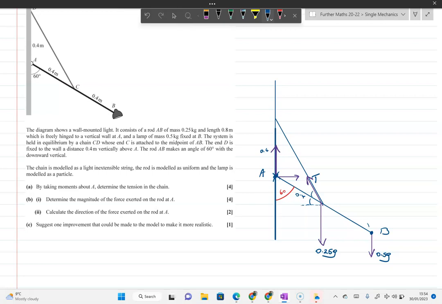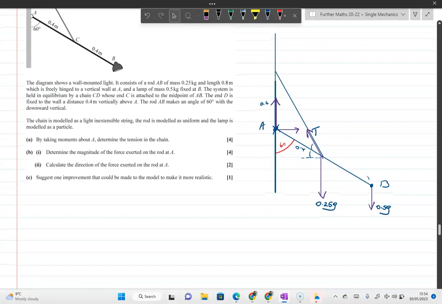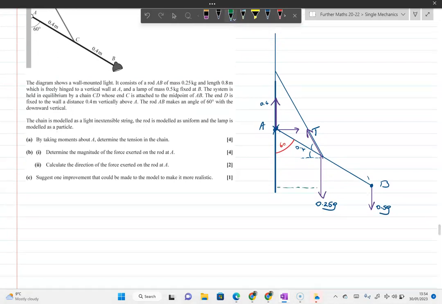So to take moments, remember moments is force times perpendicular distance. So I'm going to mark on the perpendicular distances here. We've got this distance here, which is the perpendicular distance to the centre of mass of the rod, which we can see the triangle is there. So that will be 0.4 sine 60. Likewise, because this is obviously going to be double that distance, this is 0.8 sine 60.